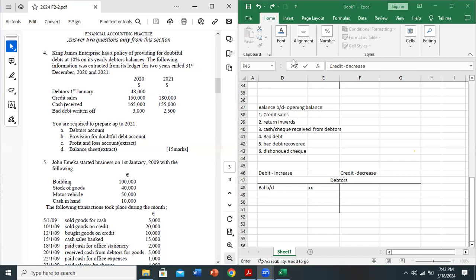So it is common knowledge that when you sell goods to people on credit, it increases their debt. The more you sell to them on credit, the more their debt increases. So it means that credit sales will be debited to our debtors account. Okay. Then the next one, return invoice. Return invoice. Does it increase or decrease the debtors balance?